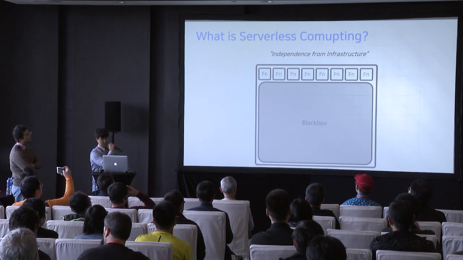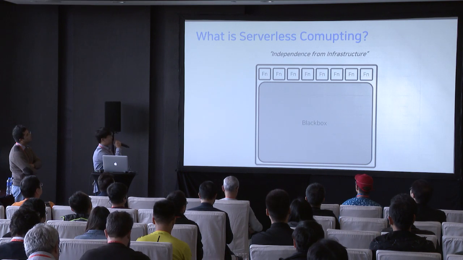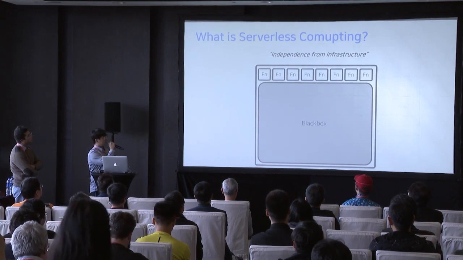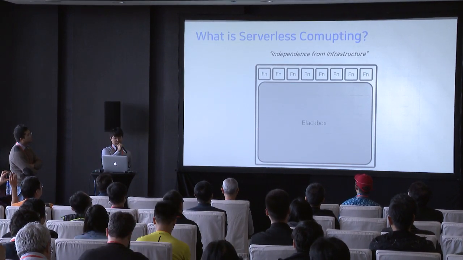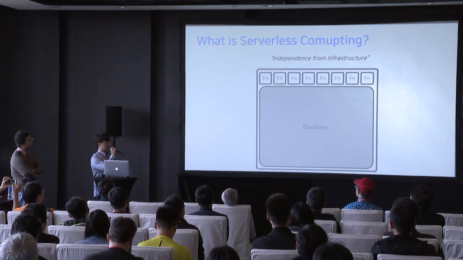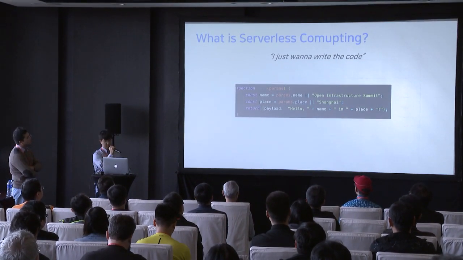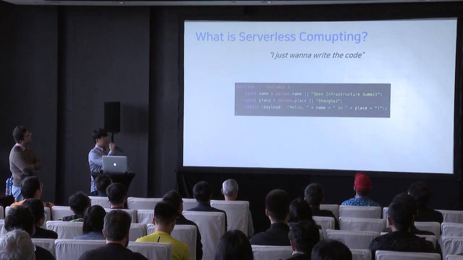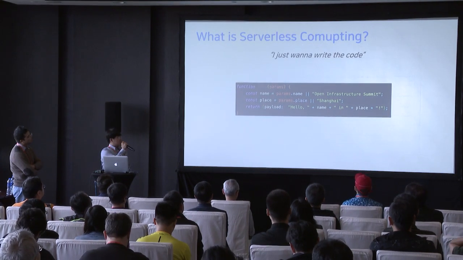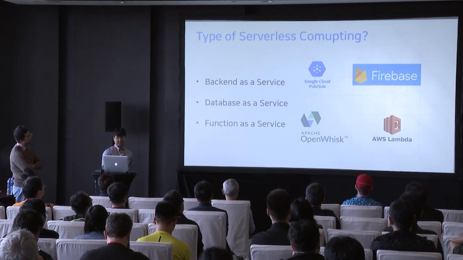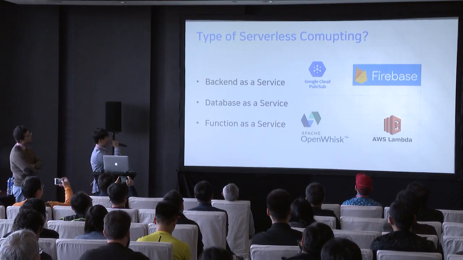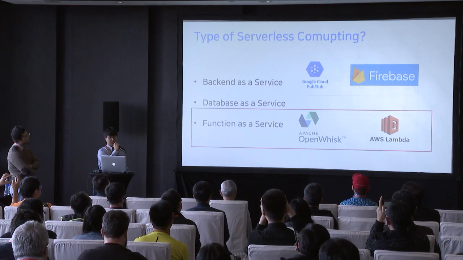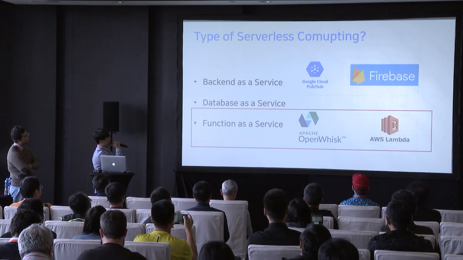Serverless platforms offer users the value of independence from infrastructure. And cloud vendors provide users with a monitoring tool for observability, because users have to make sure that their function runs well. Anyway, users only need to focus on their business logic and code. I think this is one of the major benefits of serverless. And serverless includes backend service, database as a service, and function as a service. So today we're going to talk about function as a service.